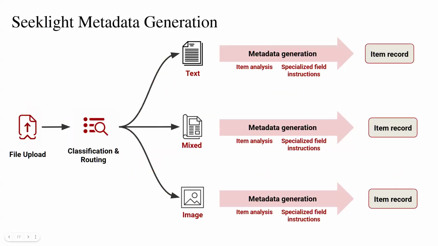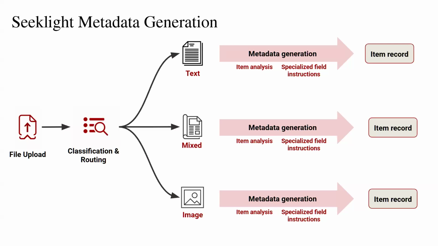When you upload your item files, they're first classified into those types we just saw. At this step, Seeklight also flags if an item is a newspaper or has handwriting and does some more specific categorizing that'll help tailor its output later on. Next, after it's classified, the material from that file, so images, full text, and context if present, is routed to the LLM for metadata generation.